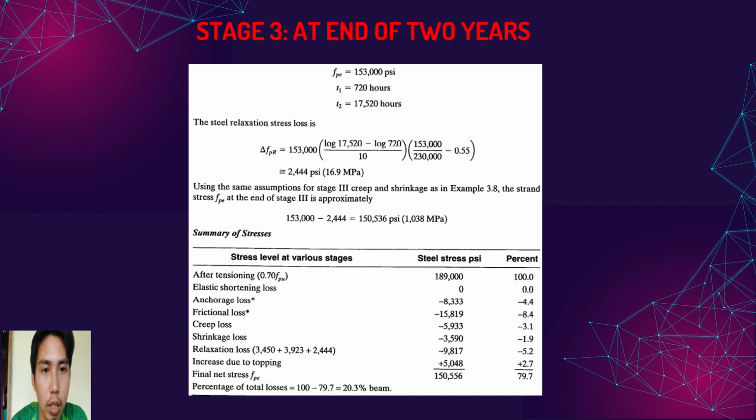T sub 2 equals 17,520 hours. The still relaxation stress loss is delta F sub PR equals 153,000 times log 17,520 minus log 720 over 10 times quantity 153,000 divided by 230,000 minus 0.55, approximately 2,444 psi. Using the same assumptions for stage 3 creep and shrinkage as in example 3.8, the strand stress F sub PC at the end of stage 3 is approximately 153,000 minus 2,444 equals 150,536 psi.